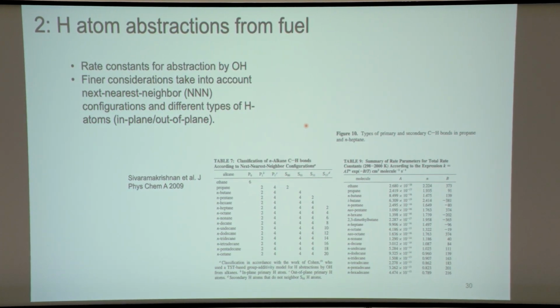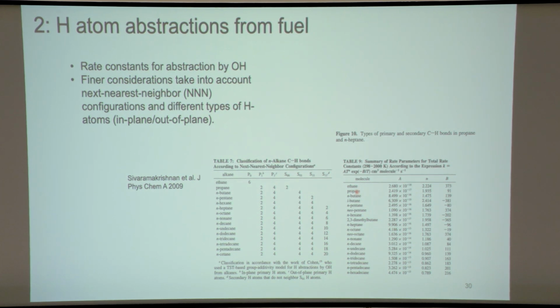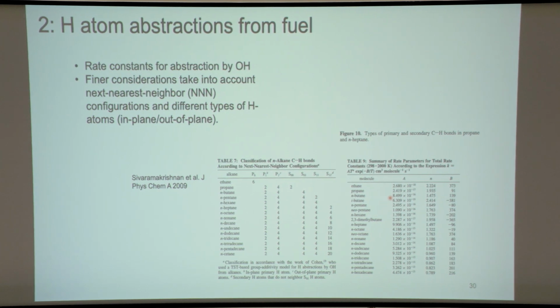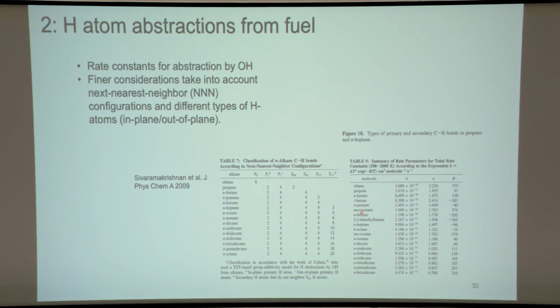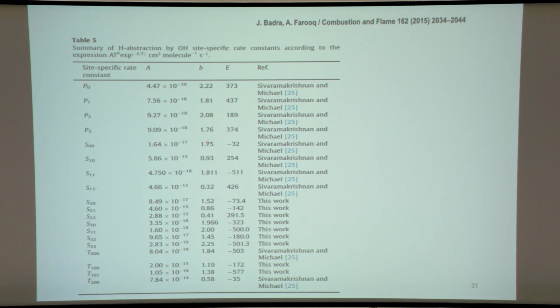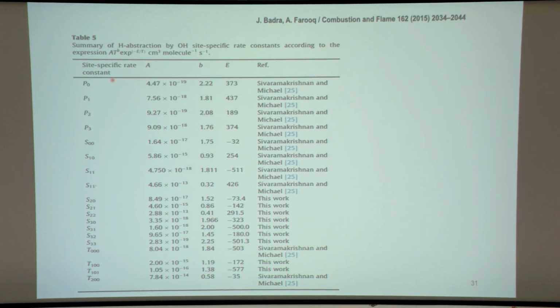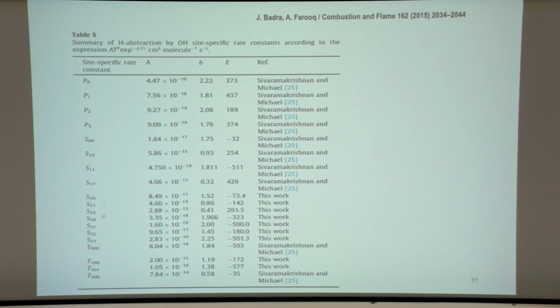And they've measured this. How do they do this? Well, they measured many different alkanes, like ethane, propane, butane, isobutane, branched hydrocarbons. They actually measure the rates, and then based on the neighboring environments, they assign different kinetic parameters. This is the table from the KAUST group, Professor Farouk and Dr. Badra. Based on the different types of primary sites, they have different rates.